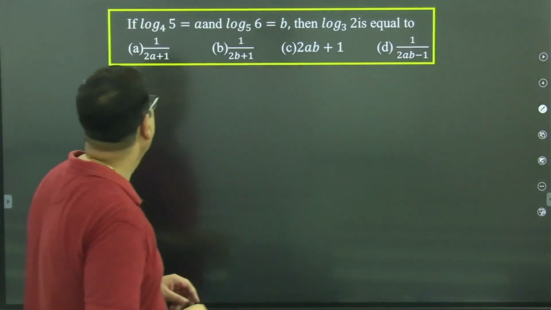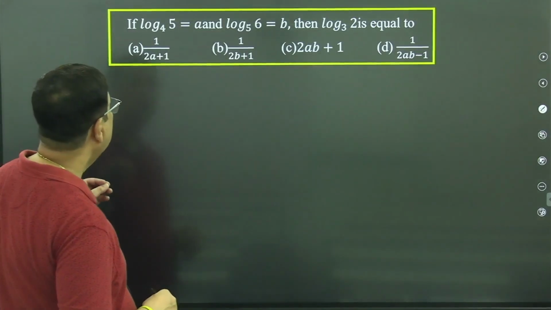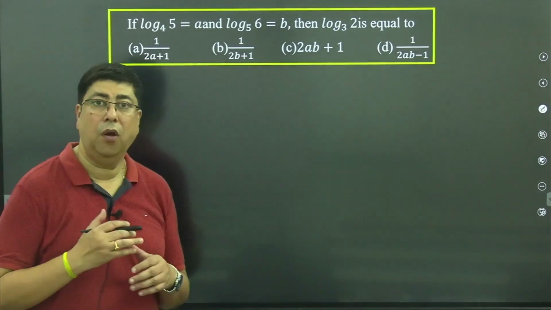In this case one sum is given: log 5 base 4 equals a, and log 6 base 5 equals b. Then what is the value of log 2 base 3?